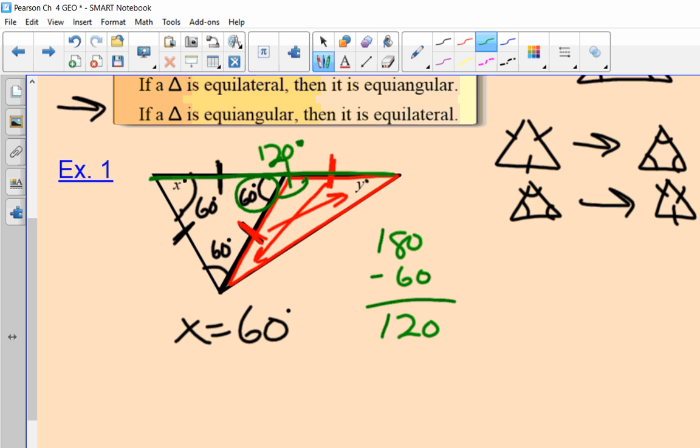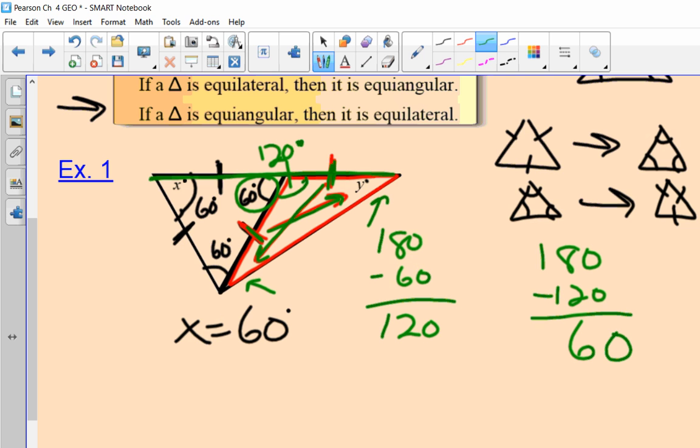Now, going backwards again, they said these sides are equal. That means the angles down here would be equal. Remember, a triangle is 180 degrees. One of the angles that I know is 120, so that gives me 60 degrees left over. That 60 degrees has to be split between these two, because by the theorem those two angles need to be the same since the sides were the same. So I divide that by 2, and each angle is 30. So y is 30 degrees.